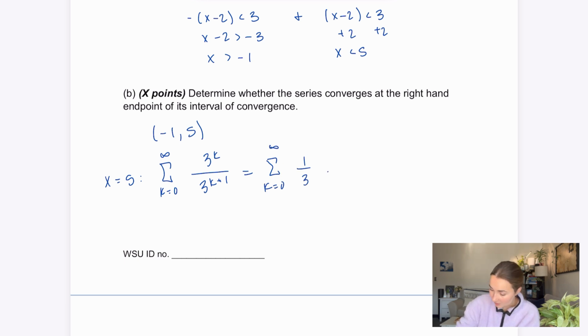What is this equal to? It's equal to 1/3 plus 1/3 plus 1/3 forever. That is obviously going to diverge. We're just forever adding 1/3. You don't need a test to show that. You just need to understand what the summation of 1/3 is, right? If you want to write out your feelings about it, you can also totally do that.